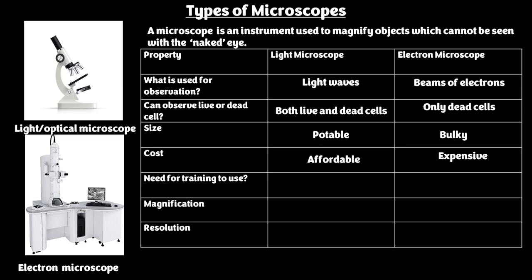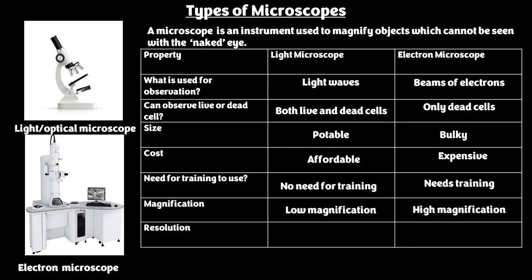You do not need training to use a light microscope, but one needs training to use an electron microscope. The light microscope has a low magnification. The electron microscope has a high magnification. It can make the image about 1,000,000 times bigger. The light microscope has a low resolution, but the electron microscope has a high resolution.